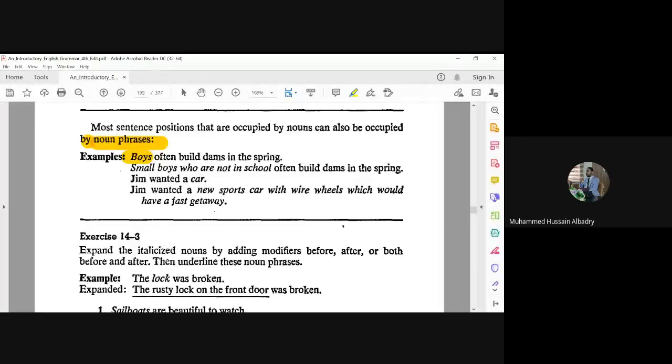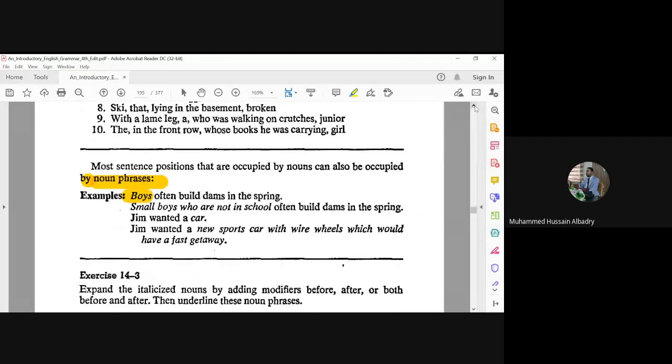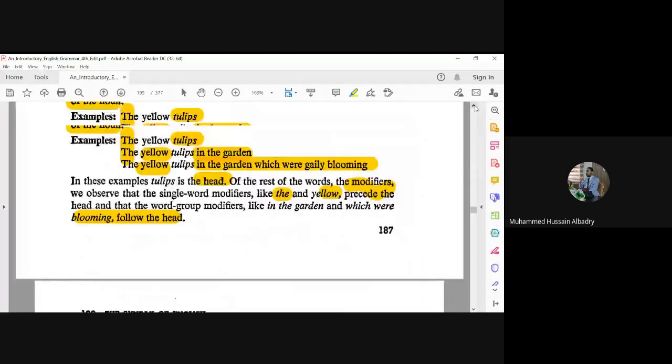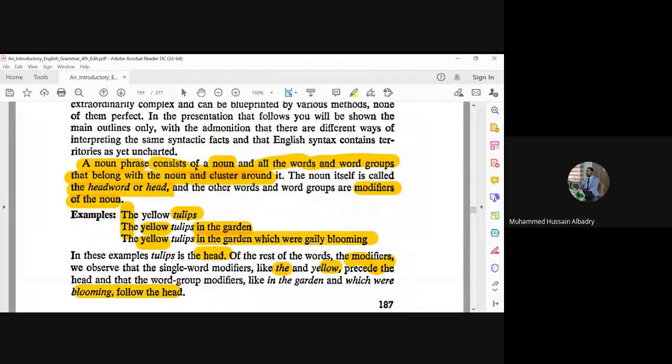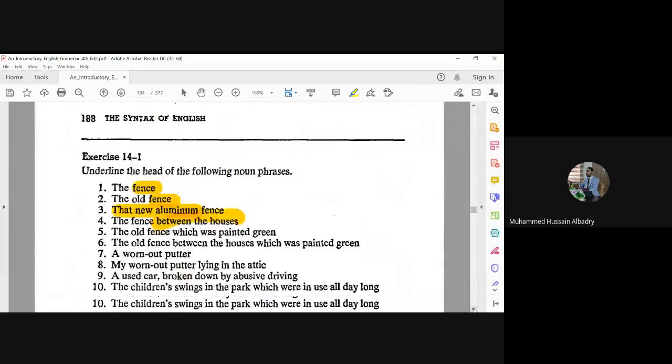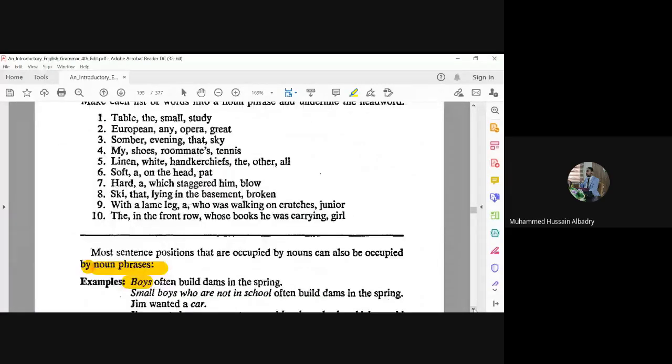Thank you. So, as I said here, from the definition, we said again, a noun phrase consists of a noun and all other words. So the noun is part of the noun phrase. The yellow topless is noun, but the yellow topless, all this is noun phrase. So noun phrase is larger than noun.